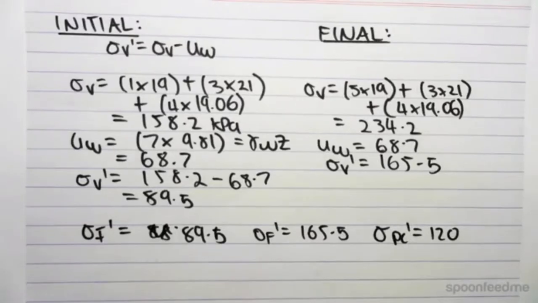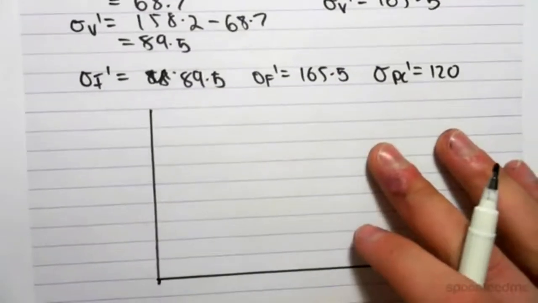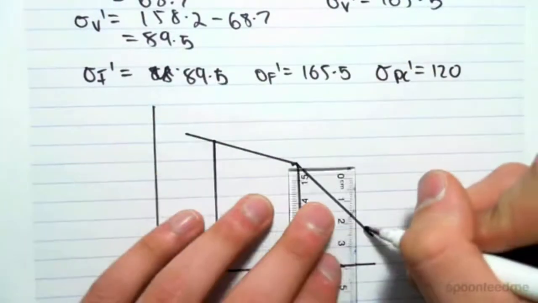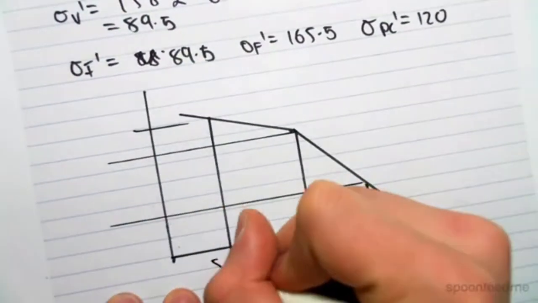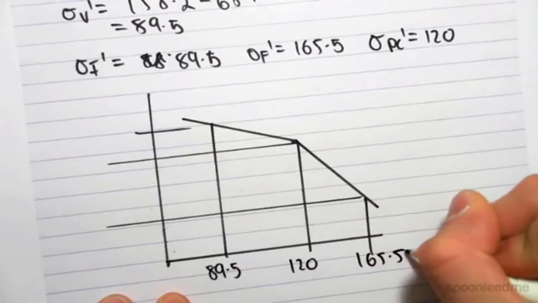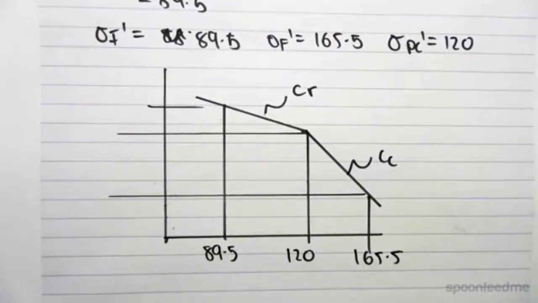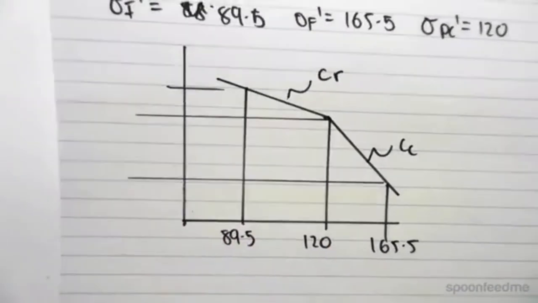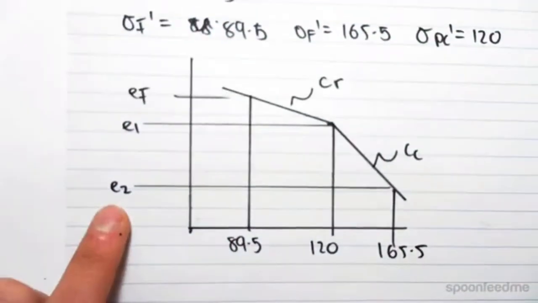So we know that our graph is going to look something like this. Okay, so we have this and this. We know that our initial is 89.5, our pre-consolidated is 120, and our final is 165.5. This value is the CR value, and this value is the CC value, because this is the over-consolidated section, and this is the normally consolidated section. So we're going to go find our change in e. This is our initial void ratio, let's call that e1 and e2. So we're going to go find e2 now, right?